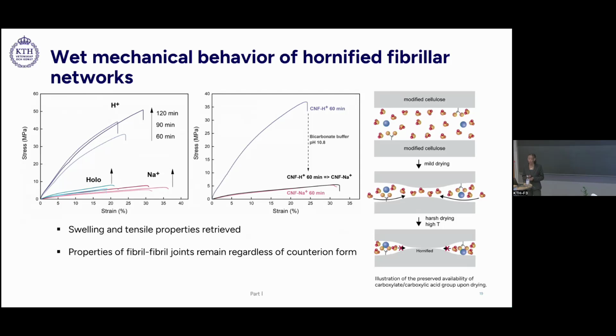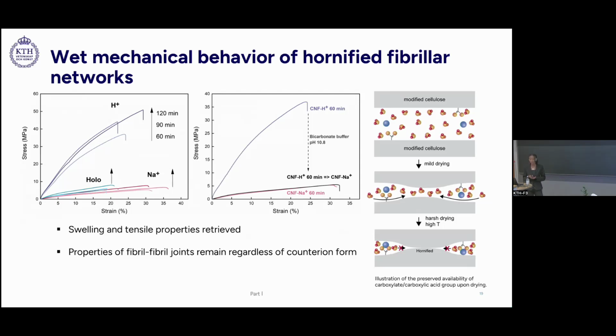And so to further evaluate this, we performed a counterion exchange on the sheets that were aged in the protonated form and converted back to sodium form via a bicarbonate buffer. And when we did this, what we obtained was a similar reduced swelling and tensile properties as if the sheets had been aged in the sodium form.